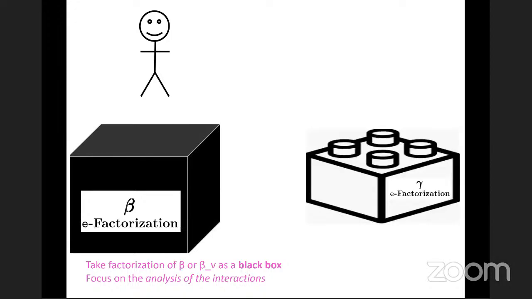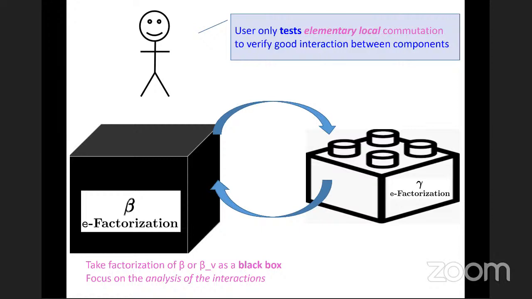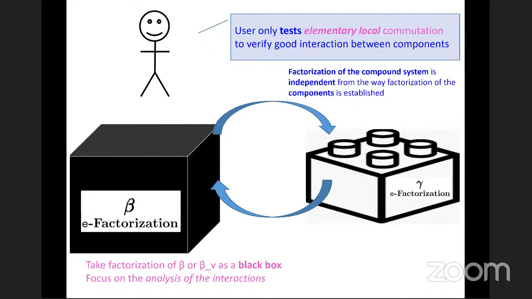You add some extra constructs. The only thing you need to do is to check that the extra constructs behave well, but normally the factorization is very easy because you don't have higher order. Higher order is where all the problem focuses. And the only thing the user needs to check is that the components interact well. And in fact, the test is just elementary local commutations. And this is independent of the technique you used for proving the factorization of the components. And that's how I like to finish this talk.